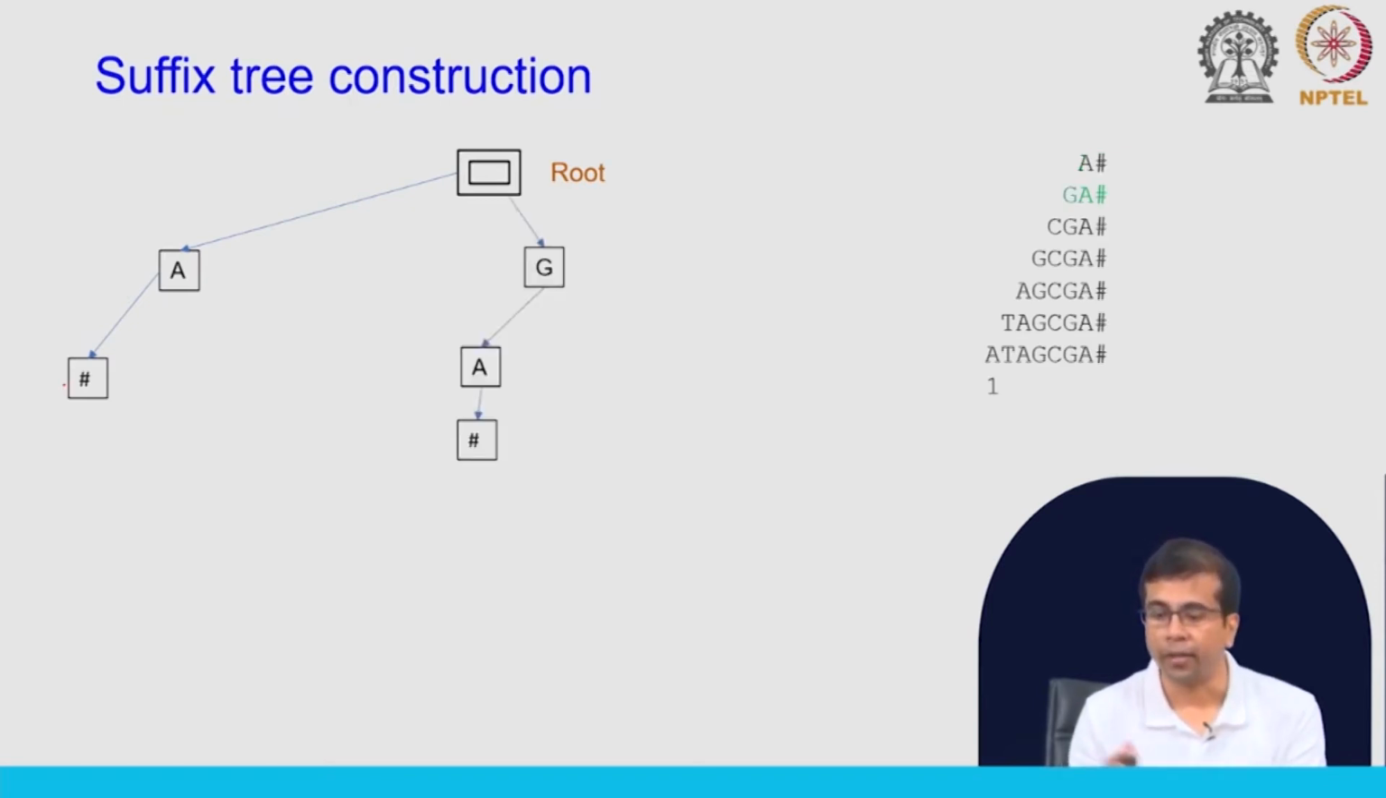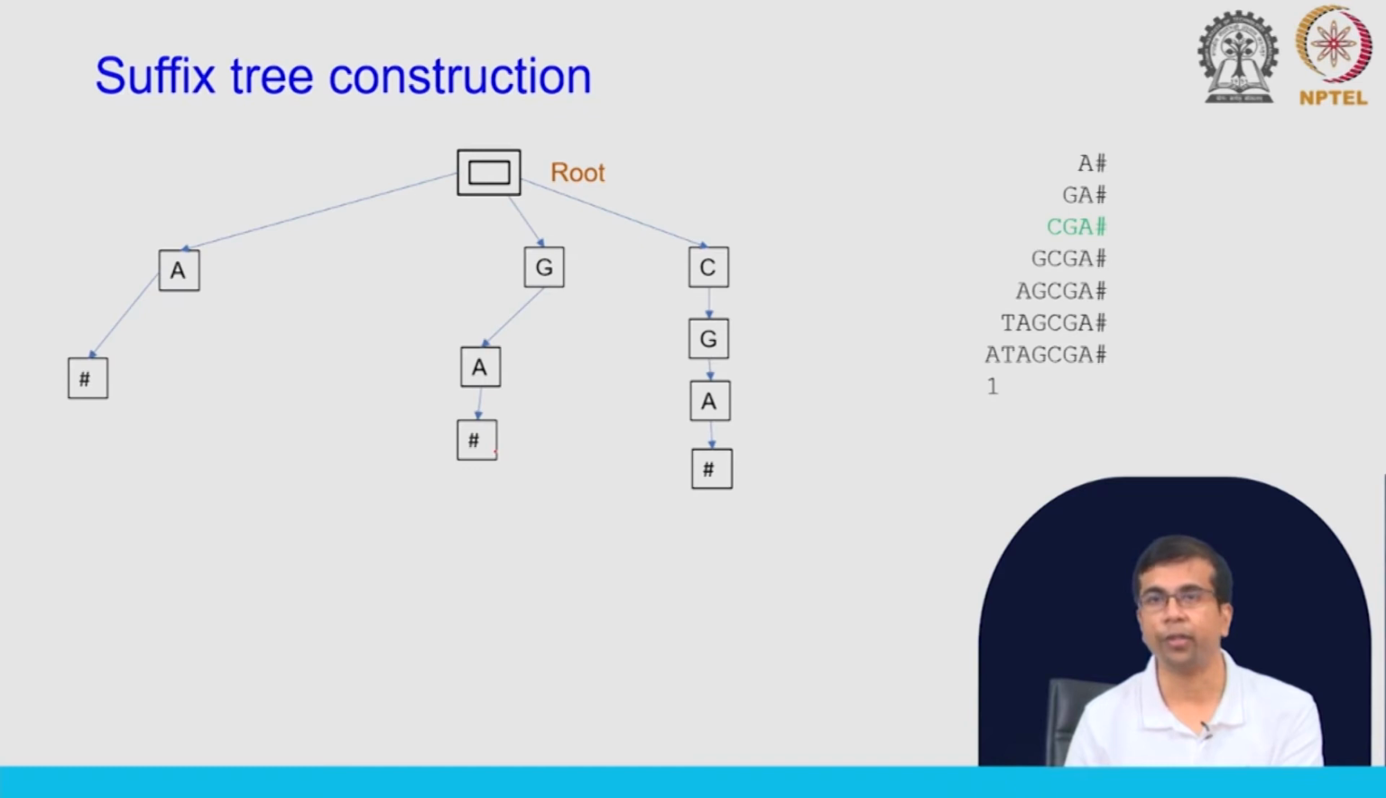Then we take the next one, which is GA hash. This is again highlighted in green and we add this from the root to a leaf. Again it ends with this hash here, and we have G and A in between. We can continue this process, we can do this for CGA, and we can do this for GCGA. One of the things you will probably notice: for this one, CGA, we have added this.